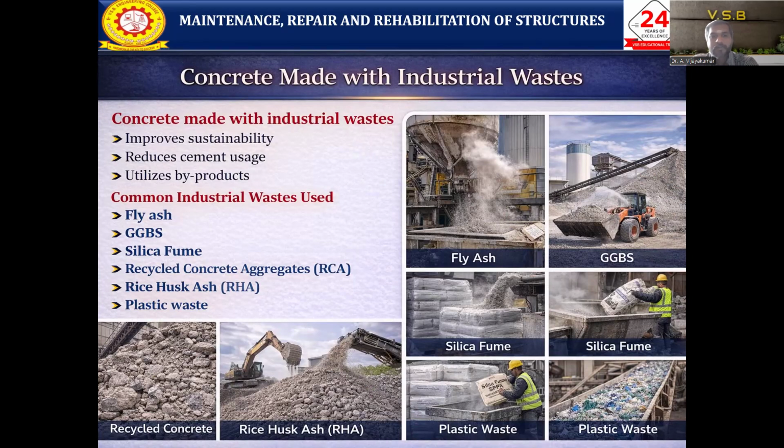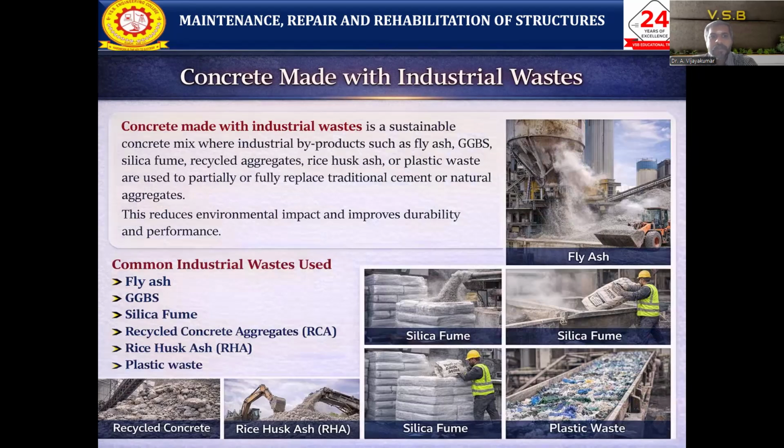When using industrial waste in concrete, it automatically improves sustainability, reduces cement usage, and utilizes byproducts also. Commonly, different types of industrial wastes are used: fly ash, GGBS, silica fume, recycled aggregates, rice husk ash, and plastic wastes. These are the things we can add to the concrete to increase its performance. That is what concrete made with industrial waste is for.